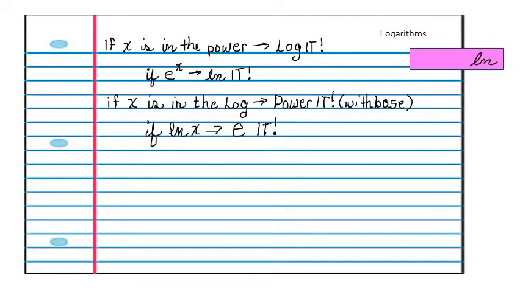Okay, let's try a few logarithms here, solving them. The big thing is, if x is sitting in the power, what you have to do is log it. That is, if you have e to the x and x is sitting up there, you're just going to do the opposite and inverse it, and that's ln. If x is in the log, you're going to power it with the base of the log. Also, consequently, if you have x with ln, you're going to e it.